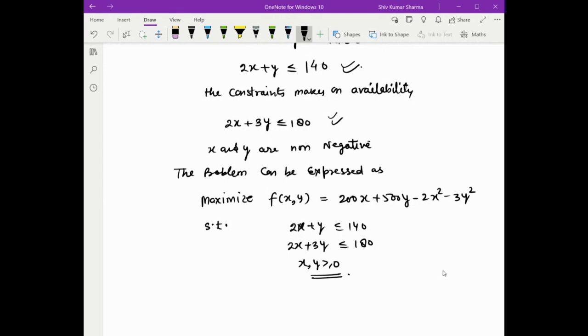Here we define that the objective function is in non-linear form. So we see that this is non-linear form. So the objective function is in non-linear form. So this is the formulation of a non-linear programming problem.